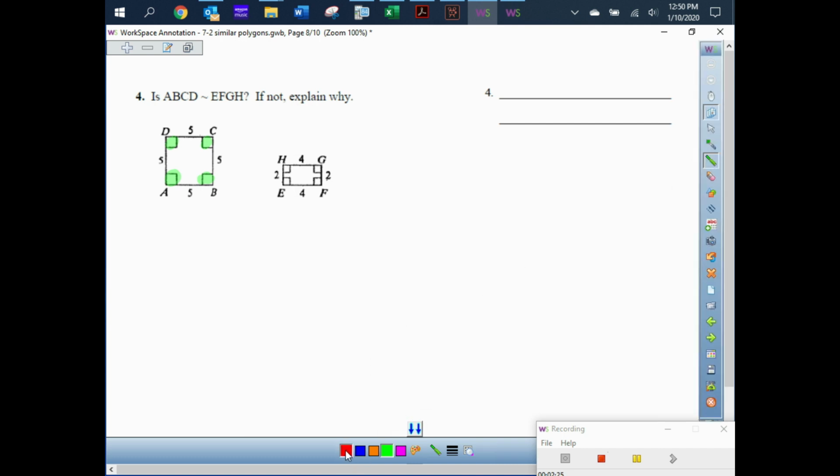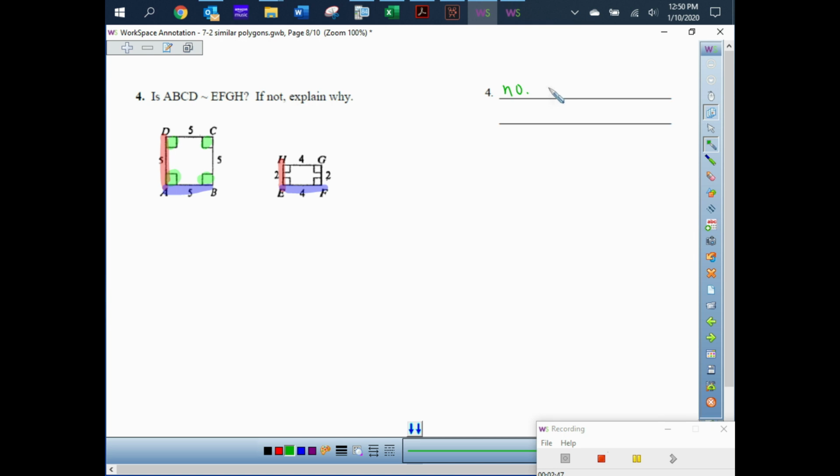But it's about the corresponding sides being proportional. So this 5 corresponds with this. And if we did a scale factor, you get 5 over 2. Well, you have to get the same scale factor back every time for them to be proportional, or to be similar, whatever you want to say. This is a scale factor of 5 over 4, so these are not similar. There's no way that they're similar.